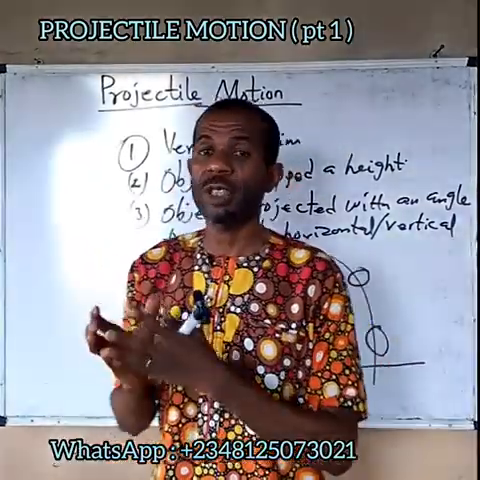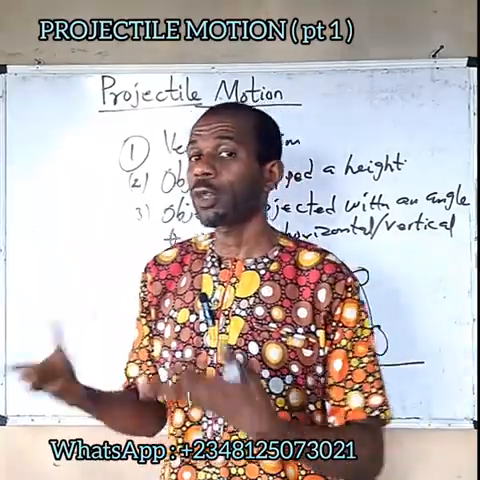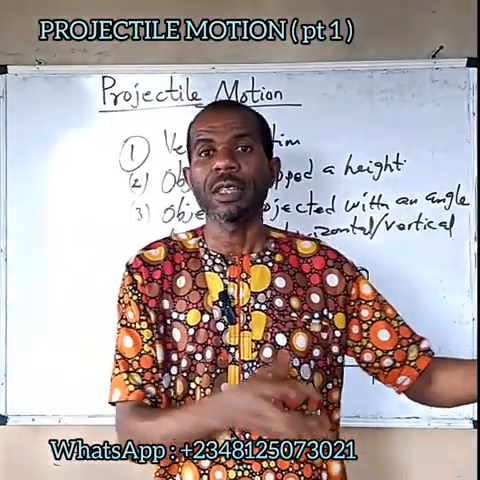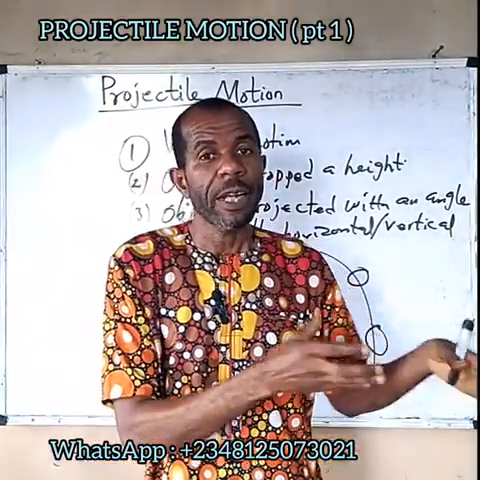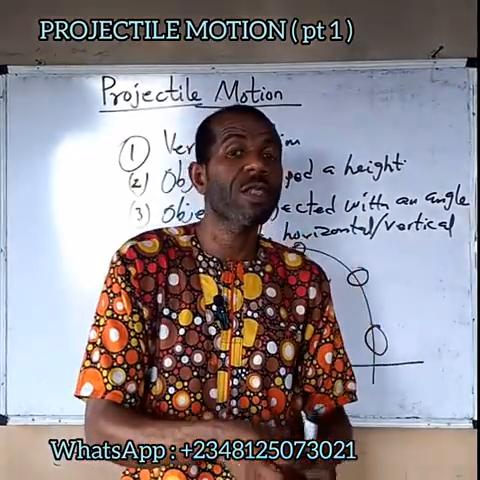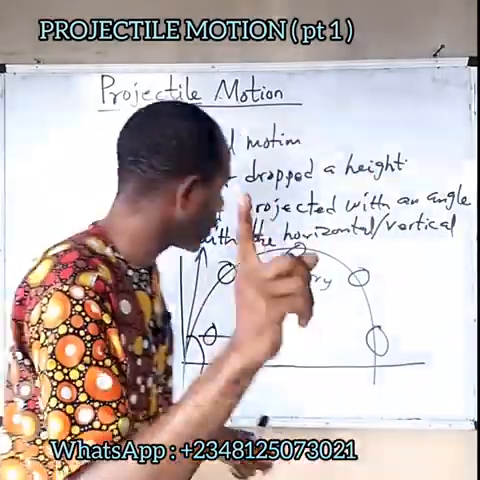Remember that the value of this acceleration due to gravity varies across the earth. It is very great near the poles. But at the equator, the acceleration due to gravity decreases. So take note of that.